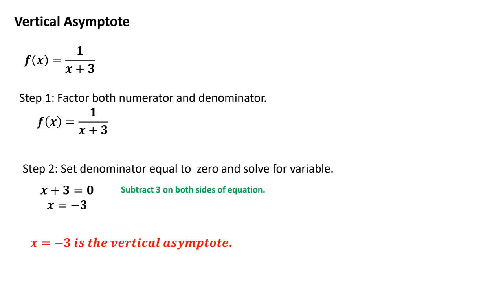Now, what is a vertical asymptote? Again, a vertical asymptote or a horizontal asymptote are these imaginary boundary lines that our graphs have that cannot be crossed or touched.